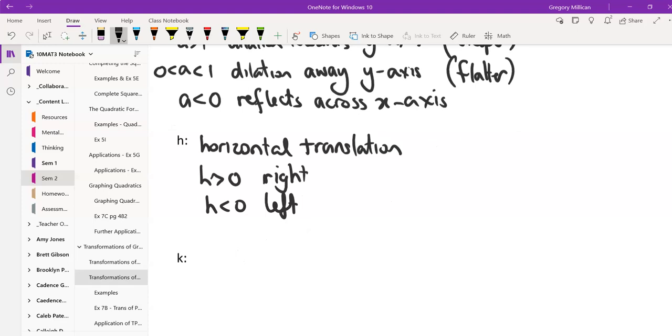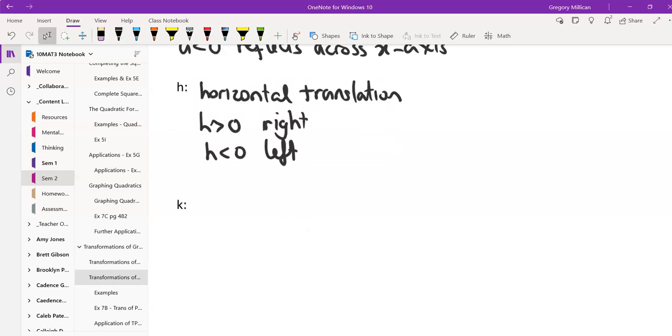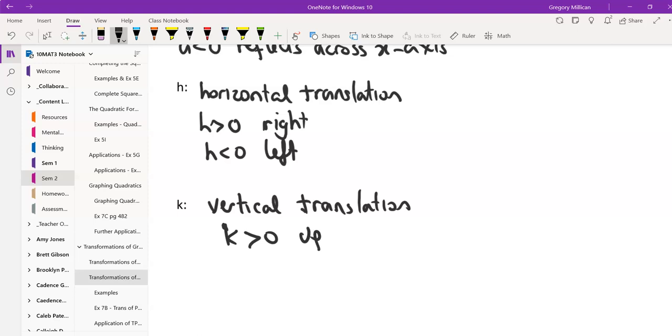Last one, K. What did it do? Vertical translation. Yes, it's a vertical translation. When K was greater than 0, which way did we go? Up. Exactly the same as what happened with C in the type, but not the value. And when K is less than 0, we go down. Now, did anyone else notice anything interesting about H and K?